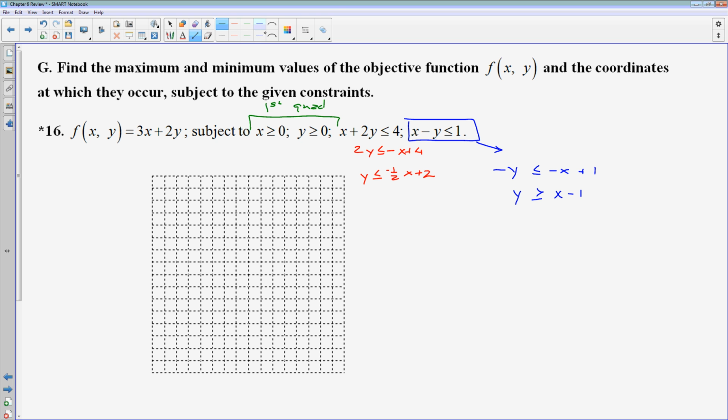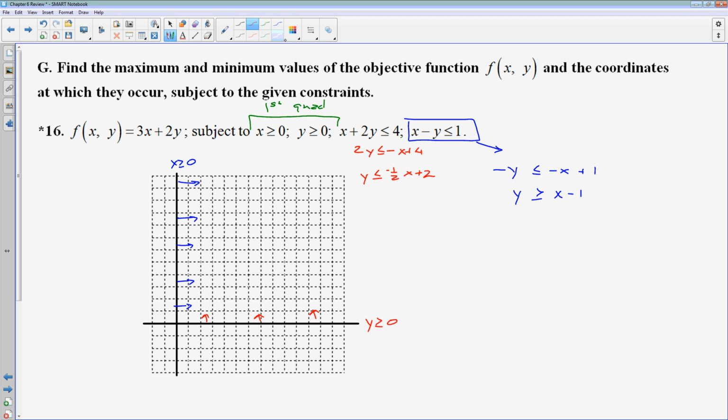So let's get my x and y axes on here. Y-axis, I'll put my x-axis right here. And then I need to graph these lines, starting with x and y are both greater than or equal to 0. That means that I will be shading to the right of the y-axis. That's x is greater than or equal to 0. And I'll shade above the x-axis, because my y-coordinates must be greater than or equal to 0.